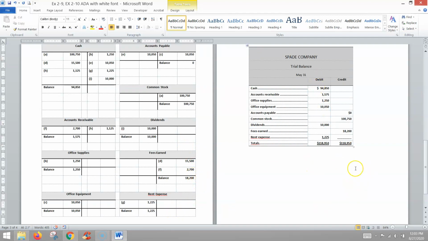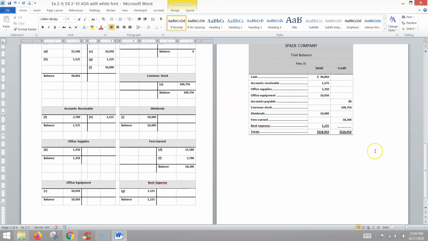So after we put the totals for each account, we're going to add up all the debits, we're going to add up all the credits, and we're going to make sure they are in balance. If they're not, we basically backtrack to find out where there is an error. Your debits have to equal your credits.